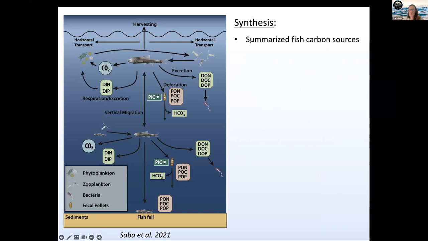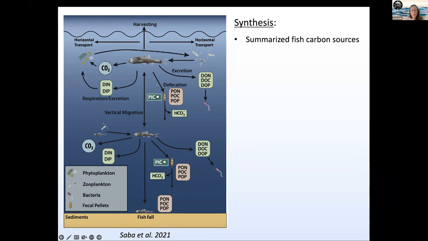And so the first thing we did was summarize the fish carbon sources. So what carbon do fish produce and where are they producing it? This is the kind of graphic we put together where fish are feeding on zooplankton and sometimes phytoplankton in the surface. They are releasing CO2 through respiration. They are excreting dissolved organic forms of carbon as well as nitrogen and phosphorus. They're producing fecal pellets, so that's that particulate carbon and nitrogen. But through an osmoregulatory process, because they're drinking seawater, they have to get rid of the salts. They're also producing these carbonates here. So that's the particulate inorganic carbon, these little particulates of calcium carbonate. And so they're releasing those as well.